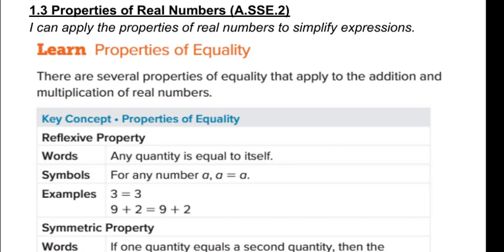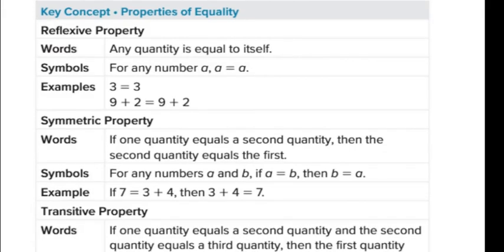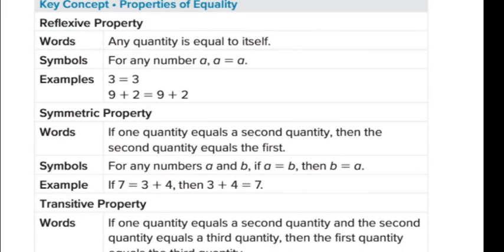Alright, so learning properties of equality. There are several properties of equality that apply to the addition and multiplication of real numbers. So they're in this table below. First we have the reflexive property. That's any quantity is equal to itself. They give an example with symbols: for any number A, A equals A.